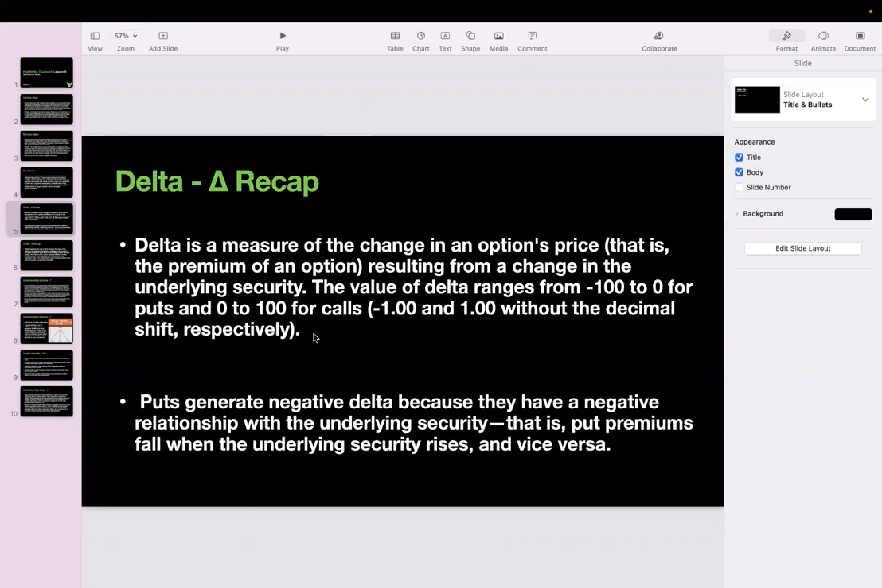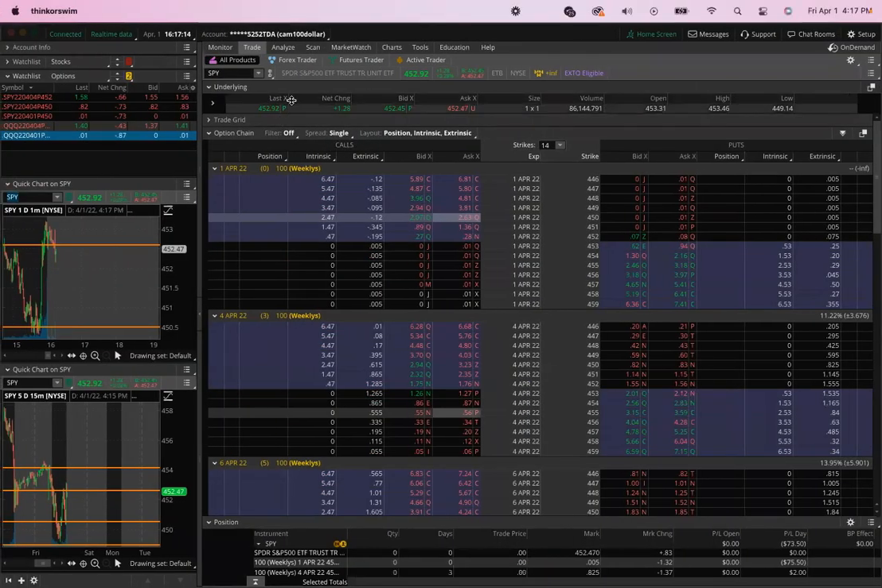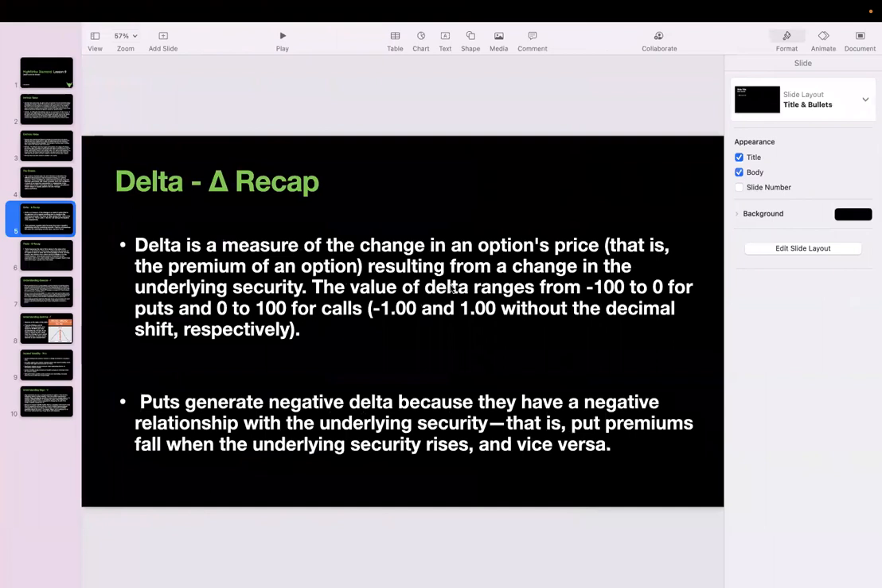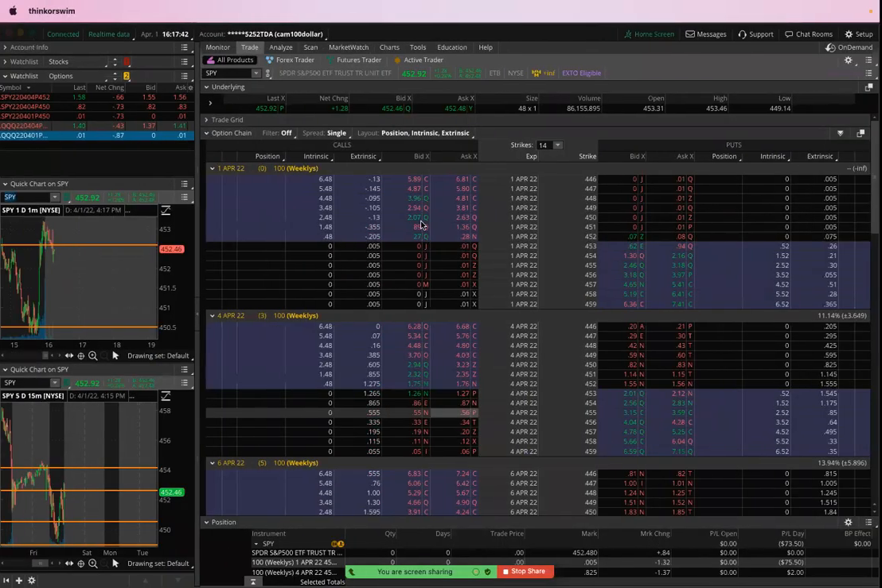You got it. So Delta is a measure of the change in an option's price. That is the premium of an option, which is the cost. When I come over to TD Ameritrade and I look at the bid and the ask, this is the price of the option. This is the option premium, right? So Delta is the measure of the change in an option's price, the premium, resulting from a change in the underlying security. The value of Delta ranges from -100 to 0 for puts and 0 to 100 for calls. And this is measured in decimal points.